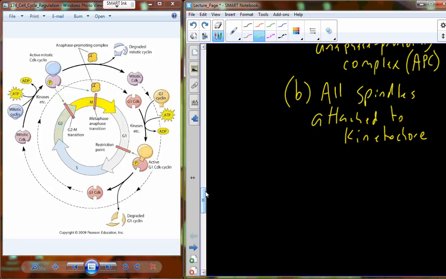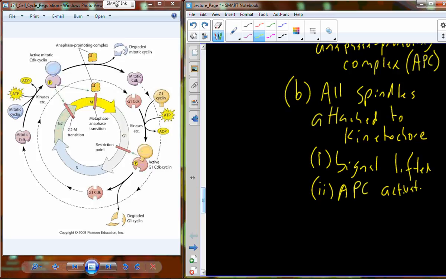So once all of our spindles are attached up to the kinetochore, and we have our G2/M transition okay, we have that go-ahead signal because of the active CDK-cyclin complex, the wait signal is going to be overshadowed, or we can say that the signal is lifted. And that APC complex is now going to be activated by our cyclin-CDK complex.